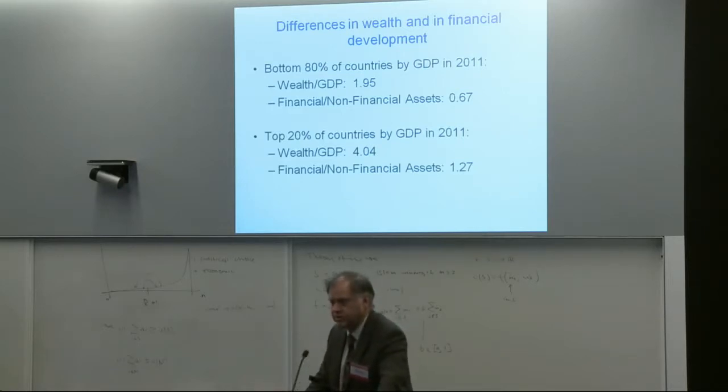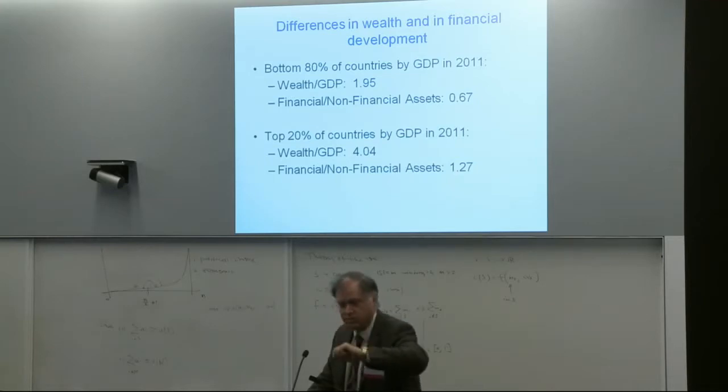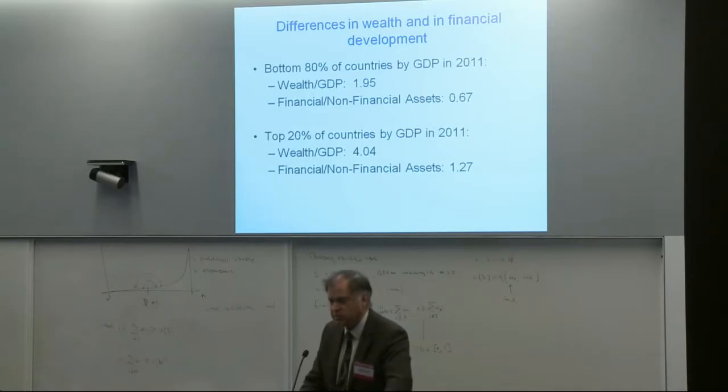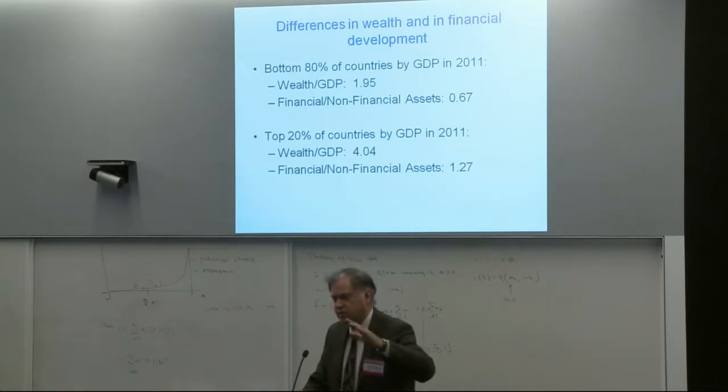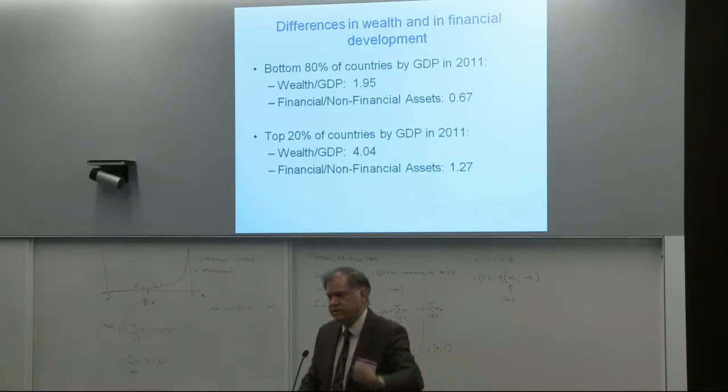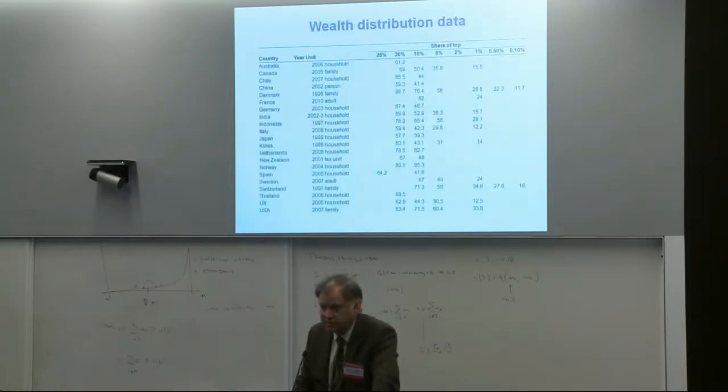Raymond Goldsmith, who was a major figure in this field about 20 years ago, suggested that a ratio of financial to non-financial assets of unity would be what countries would asymptote to. Actually, we see there that in 2011, for the top 20% of countries, that ratio is 1.27. And the emerging market countries, by the way, have a ratio of financial to non-financial assets on average of something like 0.75. So they've got a ways to go in terms of more financial development.